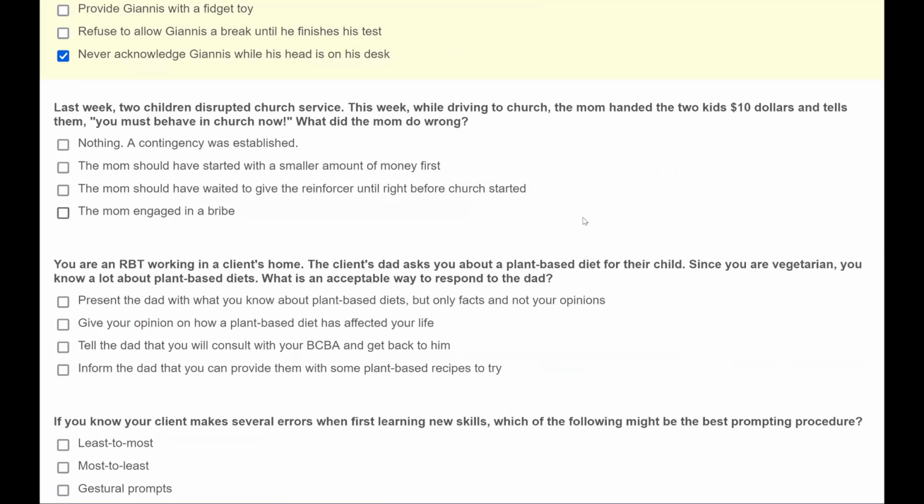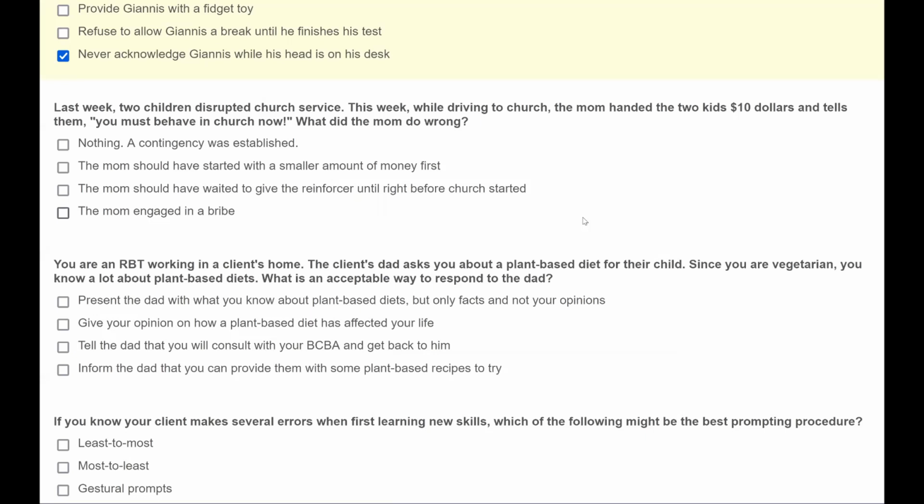Question like this, what comes to mind? To me, it's a contingency versus a bribe question, right? We are giving $10 and now they must behave. But how does a contingency work? A contingency is reversed, right? If you behave in church now, I will then give you $10. When we provide the reinforcement first, before the behavior occurs, what are we doing? We're bribing, right? A bribe is basically a reverse of the contingency.